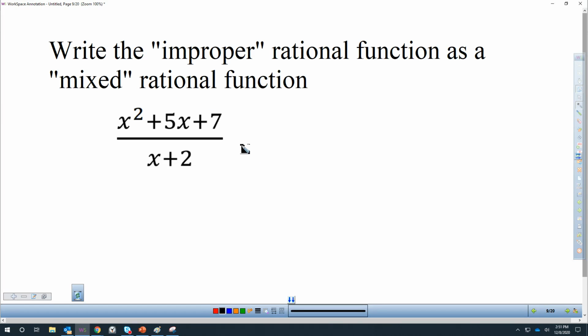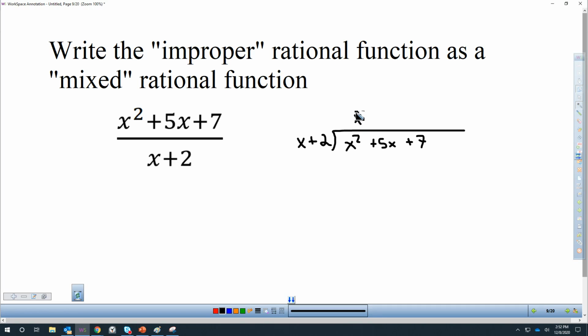So now see how that works for rational functions. I'm going to take this rational function here, and notice the degree of the top is bigger than the degree of the bottom. So to write this as a mixed rational function, I'm going to do my polynomial long division. So I've got x squared plus 5x plus 7 in here, and then I'm going to divide it by x plus 2. It might have been a while since you've done this, so let's go through it. The first step is to see what I have to multiply this x term by to get an x squared term. And that's simple, it's just going to be an x.